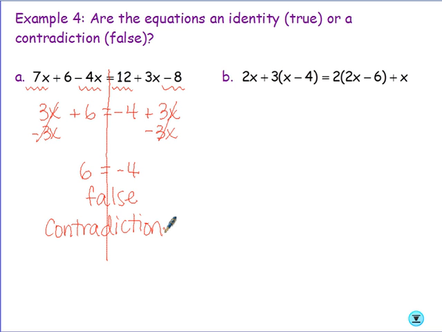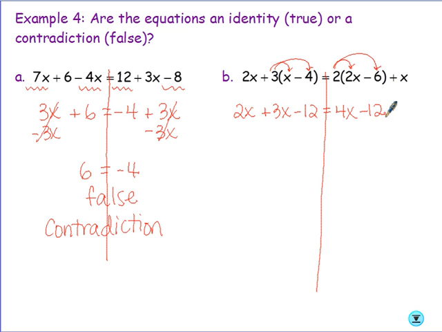Okay, let's see how you did. We got some distributing here. Now, notice I did not distribute the 2x. It just comes down. 3 times x is a positive 3x. 3 times negative 4 is negative 12. On the right side, distribute the 2. 2 times 2x is 4x. 2 times negative 6 is negative 12. Bring down the x.